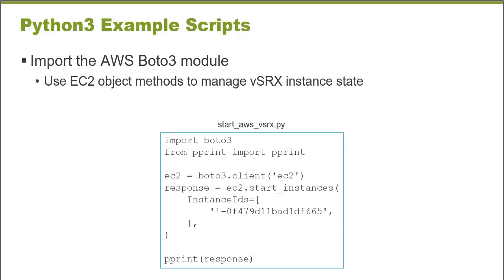One of the methods on that EC2 object is start instances. Another method, oddly enough, is stop instances. Using those two methods, I'm able to stop or start the vSRX instances identified by the actual instance ID that you see in this script. This is just a simple, basic example of using Python and the Boto3 AWS libraries to manage, in this example, vSRX instances. I'm going to connect to the administrator workstation and demonstrate this process now.